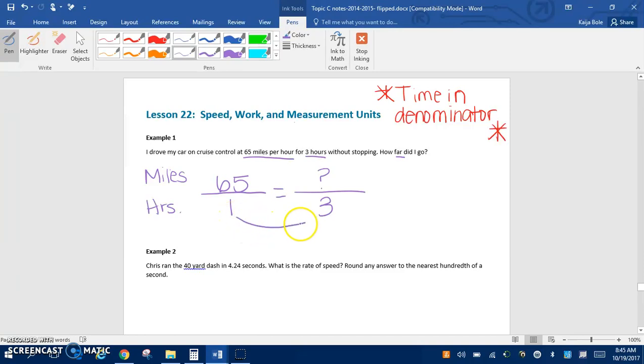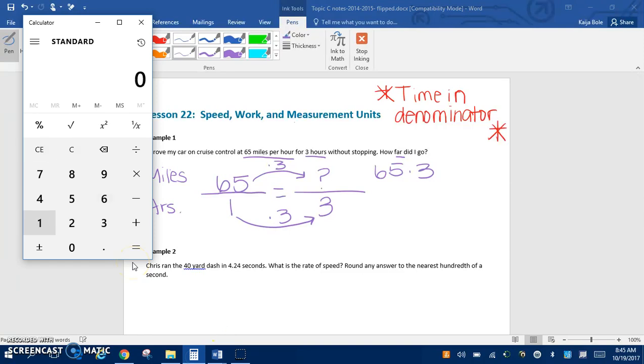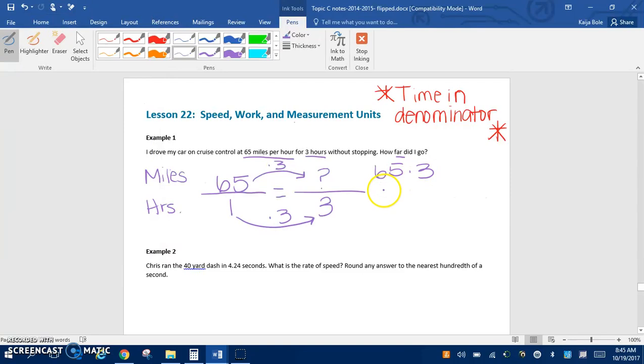So now we ask ourselves, how do we get from 1 to 3? We know that we multiply by 3. So we're going to do the same thing on the top. We're going to multiply by 3. So 65 times 3, if you plug it into the calculator, gives us 195. So this equals 195 miles. Always make sure to put your labels.